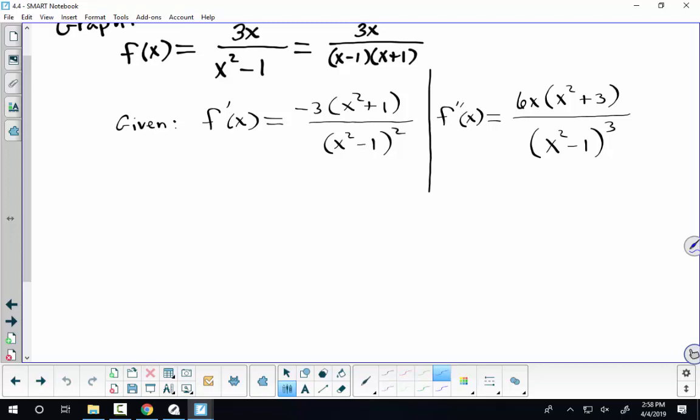As far as the guidelines and what I want to see from this on the exam, I'll have that stated. So the first thing we want to state is the domain. So what's the domain of our function f of x? x can't equal 1 or -1. Yeah, so we're excluding -1 and 1.